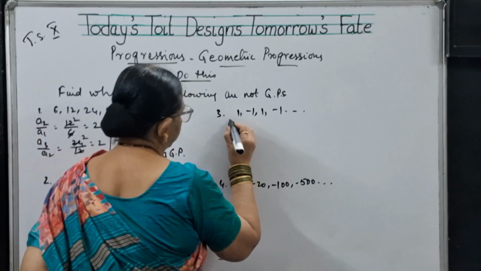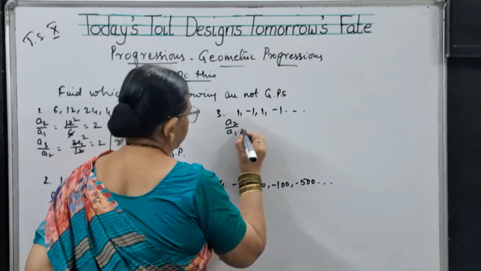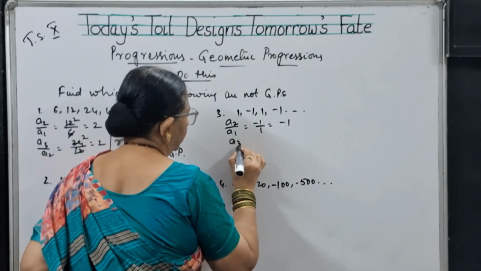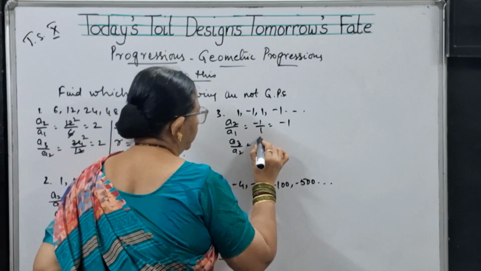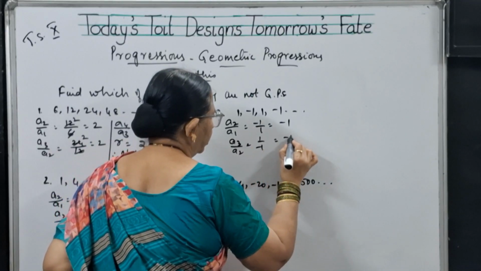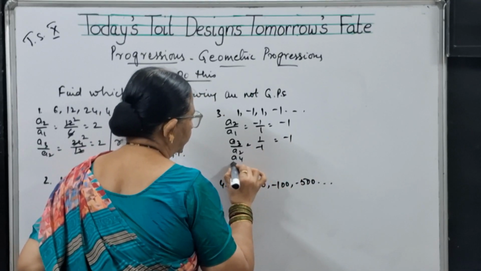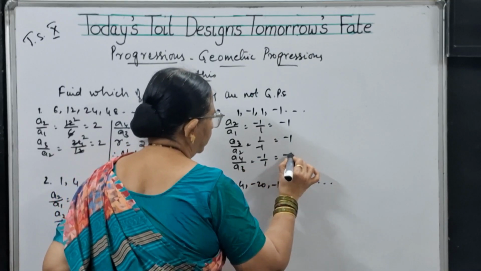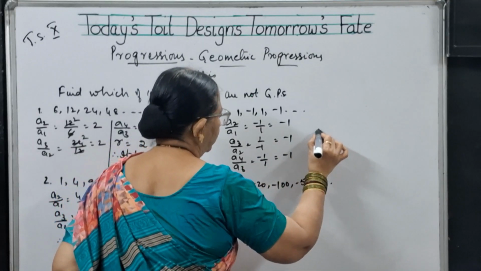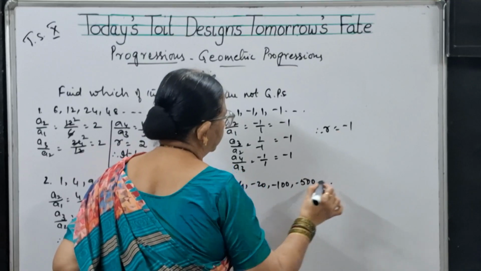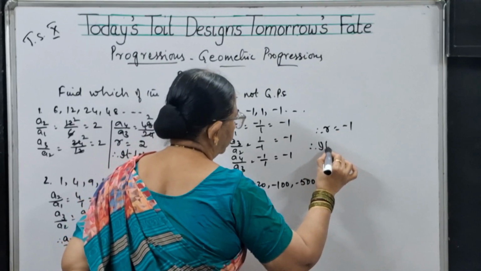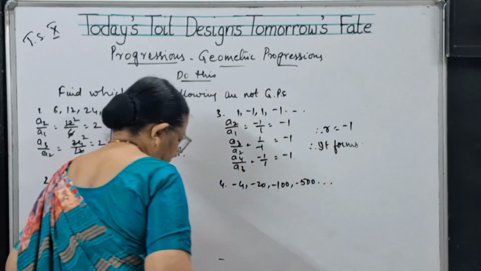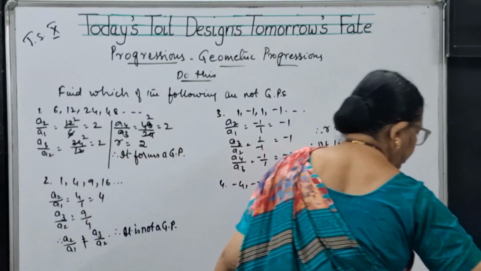Now the third one, A2 by A1, minus 1 by 1, that is minus 1. A3 by A2, 1 by minus 1, that is minus 1. A4 by A3, minus 1 by 1, that is minus 1. So we have got common ratio as minus 1. Therefore, it forms a GP.